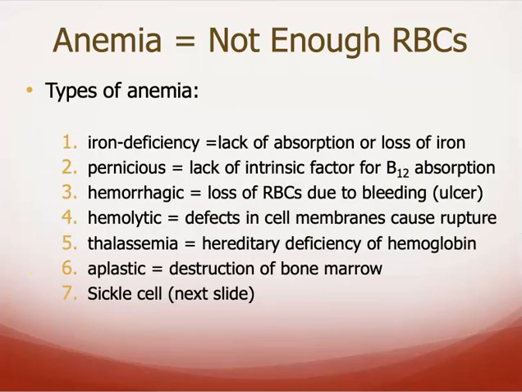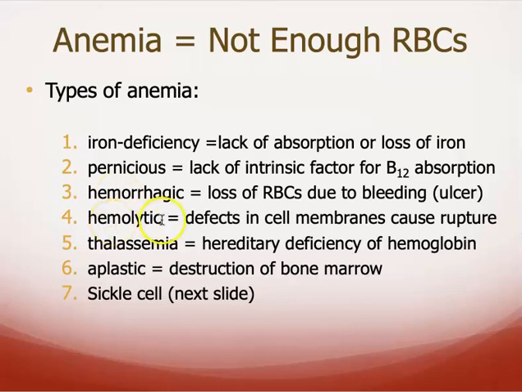There are different types of anemia. It can be because you're deficient in iron. There's something called pernicious anemia. It's a lack of something called an intrinsic factor that affects B12 absorption. B12 is necessary for red blood cell production. You may be anemic simply because you lost blood.